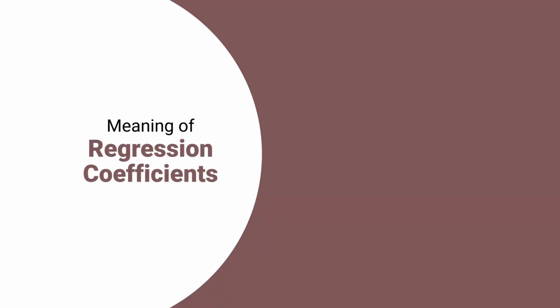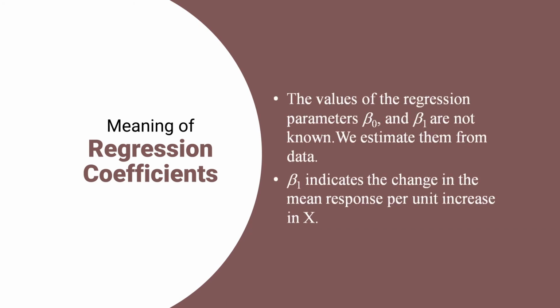So the meaning of the regression coefficient is that the values of the regression parameters, beta 0 and beta 1, are not known, and we estimate them from data. Beta 1 indicates the change in the mean response per unit increase in x.